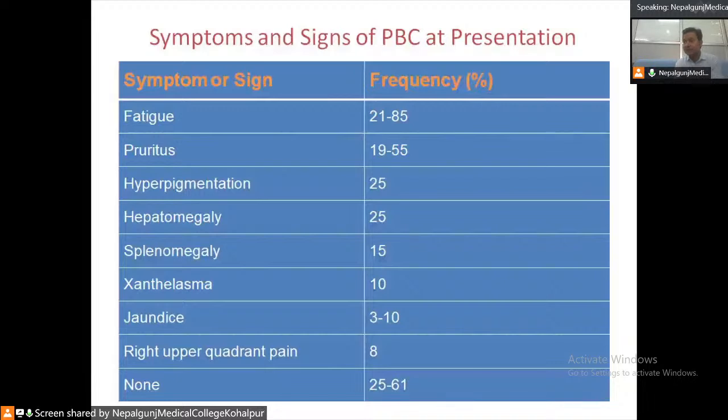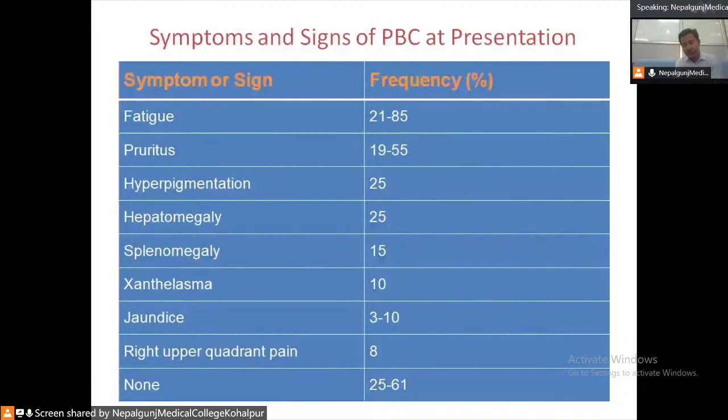Xanthelasma, xanthomas. Okay, in PBC, the other thing is that lipid levels increase, hyperlipidemia. Xanthelasma is associated with increased lipid or fat deposits in the skin, basically in the eyelids, where you will get these xanthelasmas. So why is there hyperlipidemia? Hyperlipidemia is also related to the cholestasis.